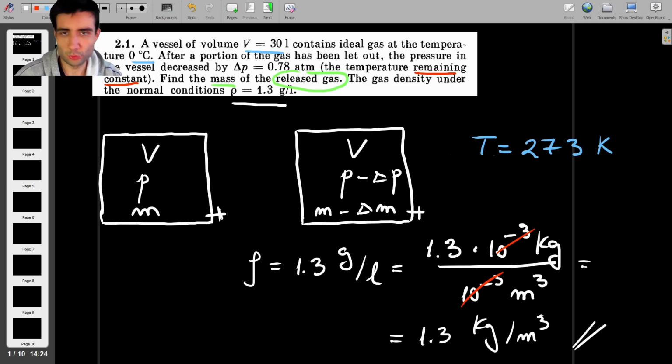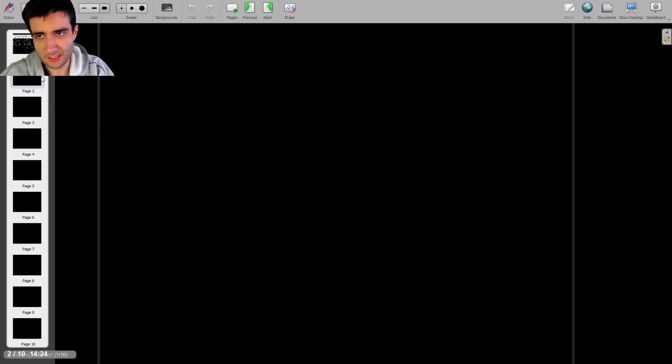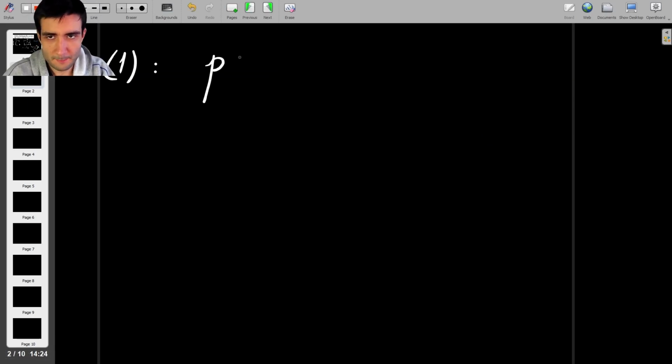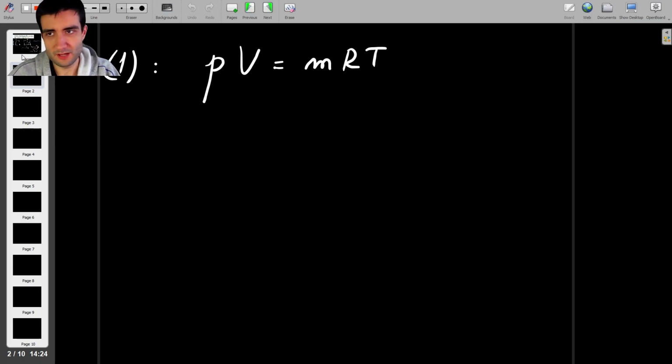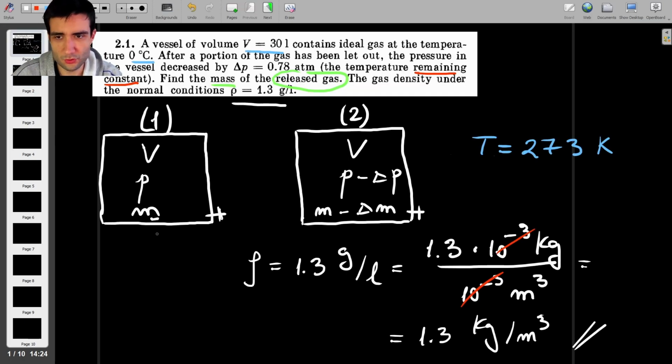Okay, so the way to do those kinds of problems is you want to write down the ideal gas law for the first state, and what I mean by first state is the gas at the beginning, and then write the ideal gas law again for the gas at the end. So at the beginning, we have PV equals mRT, where the pressure is unknown, the volume is 30 liters, then we have the initial mass of the gas, which we don't know but can find out, as m, and then R, the specific gas constant, and T.